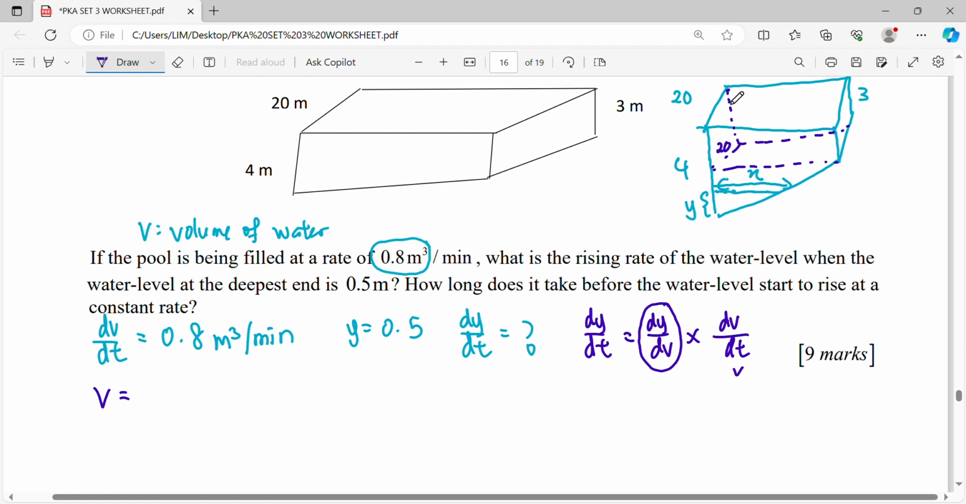Lebar swimming pool tu bila you isi dia tetap 20, dia tak berubah. Cuma bila y increase, dia akan perasan dekat dasar tu ketinggian akan semakin tinggi dan dia boleh nampak x punya tu kalau semakin tinggi dia akan semakin panjang lah, betul tak? Until this part, the x will be constant, not changing already. But the y still changing, going up. Okay? So volume. What's the volume of this water?